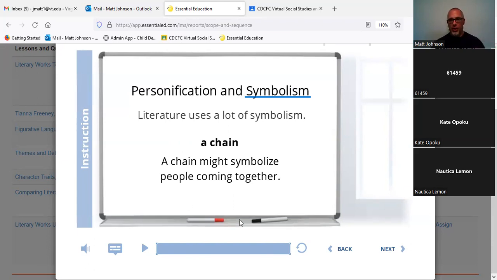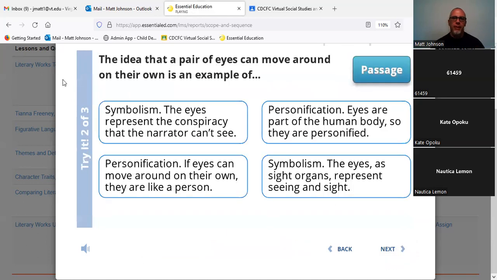So the whole thing here is really about that imaginative side of writing and stoking somebody's imagination when they're reading. The idea that a pair of eyes can move around on its own is an example of.